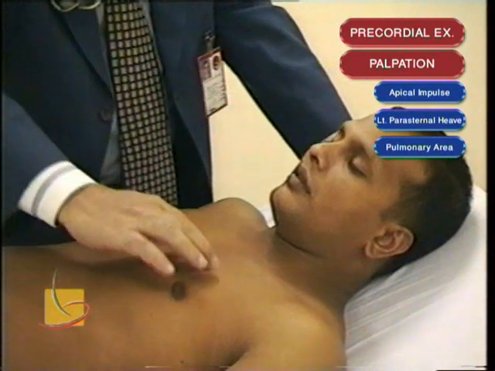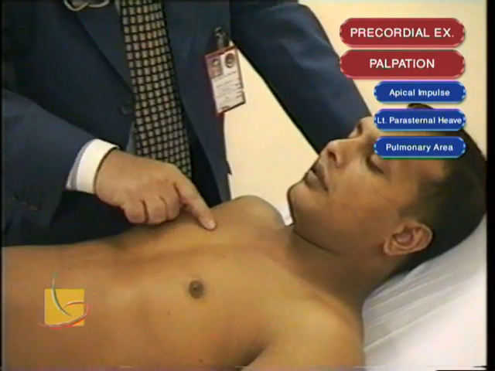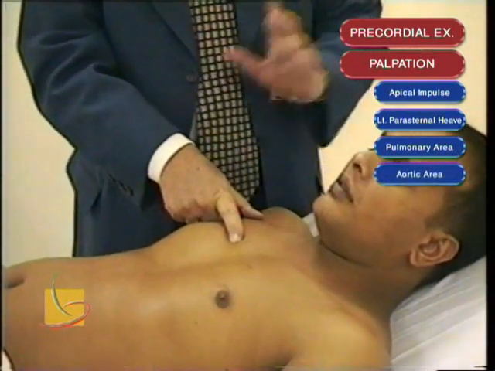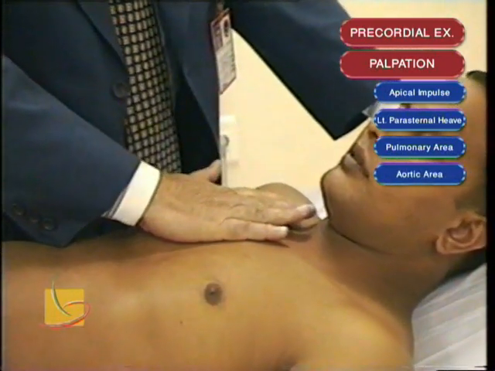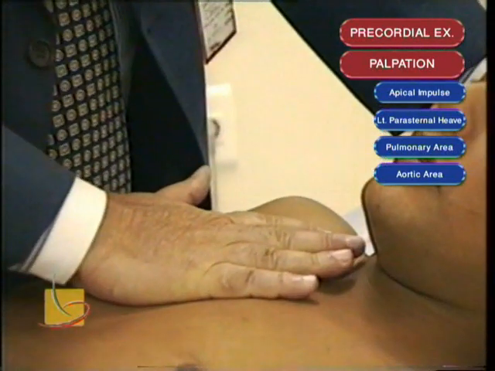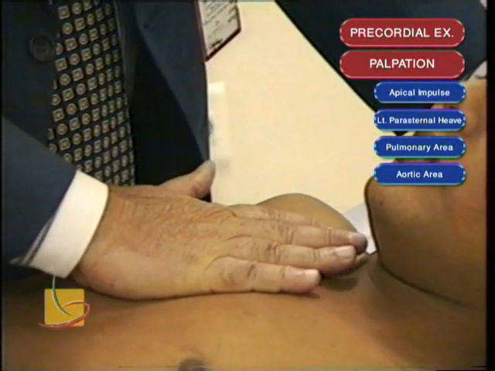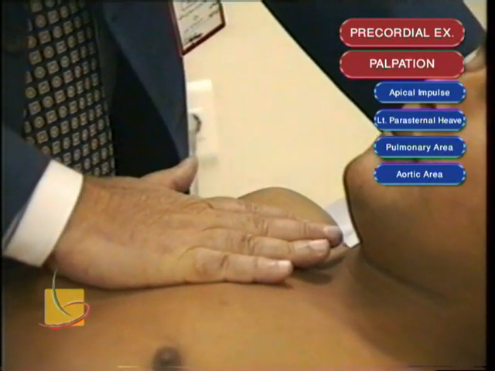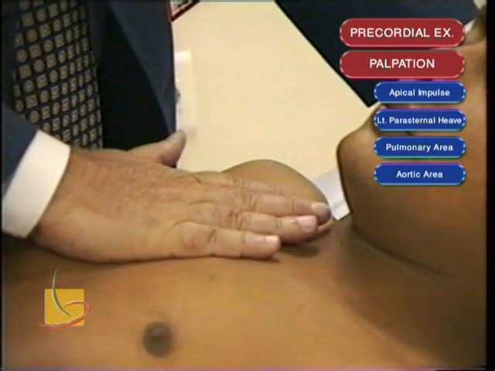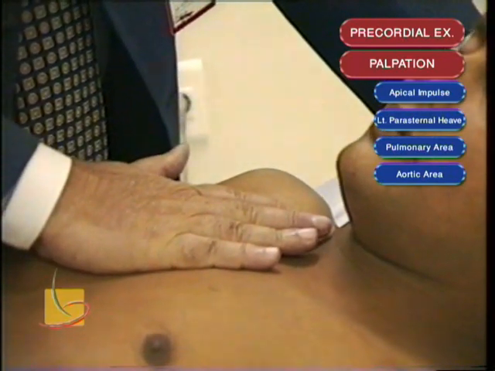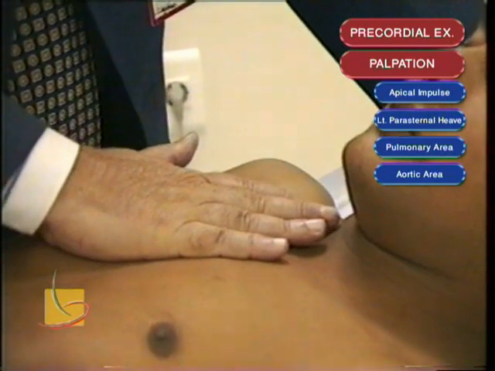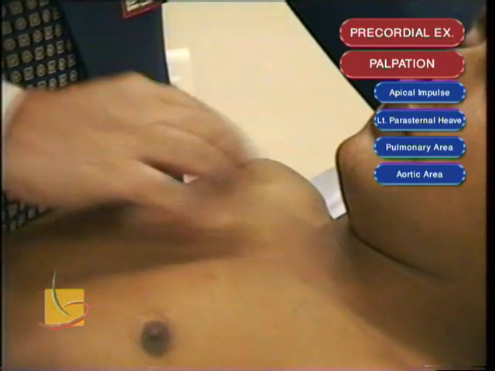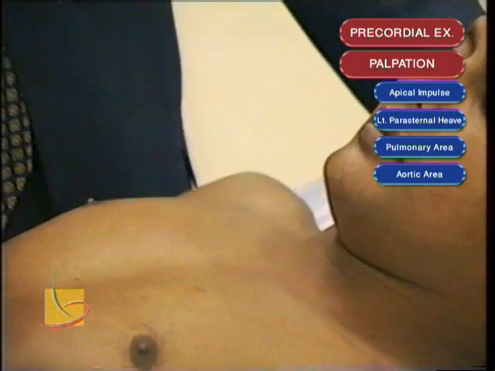Then after I finish palpating the pulmonary area, I go to the other side, same space, second space, but right, just to the right of the sternum, to palpate the aortic area. The objectives of palpating the aortic area are aortic dilatation, aortic aneurysm, if it is pulsatile here, and if there is a palpable aortic component, and if there is a thrill due to aortic valve stenosis. So it is very important to palpate both the pulmonary area and the aortic area.